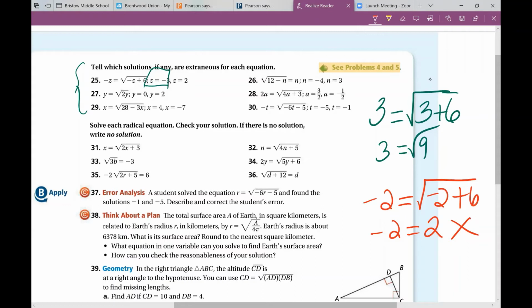So for 25, your answer would be z equals 2, because it asks you which one of these are extraneous, which means it does not work. That one did not work. So z equals 2 is extraneous.